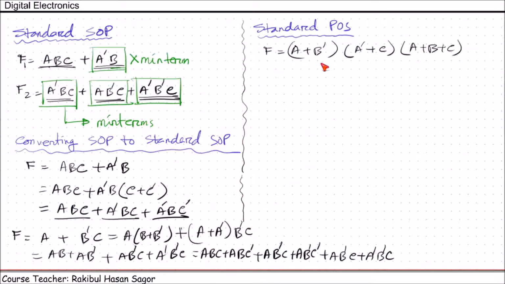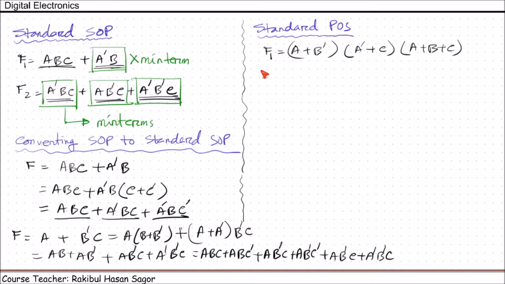How many variables are there? There are 3 variables, a, b, and c. But in each sum term, we do not have all the variables present. Here we have one missing variable, that is c. Here we have one missing variable, that is b. So this is POS form, but this is not standard POS.